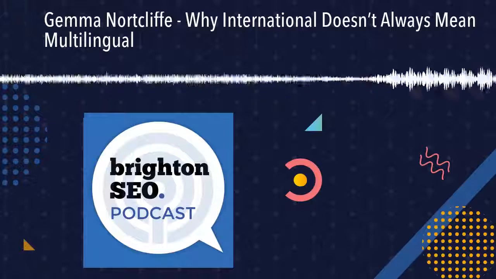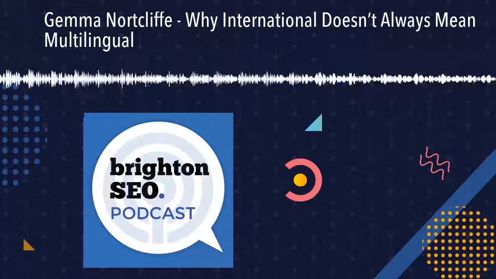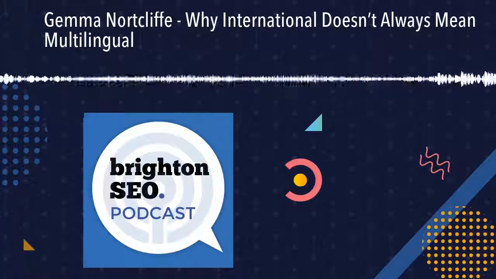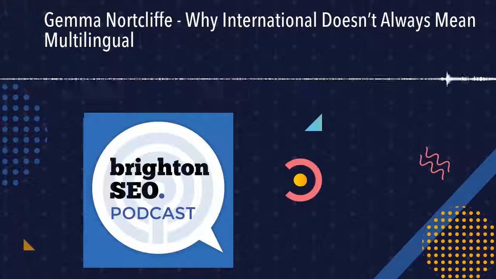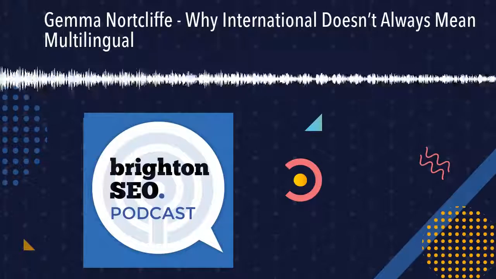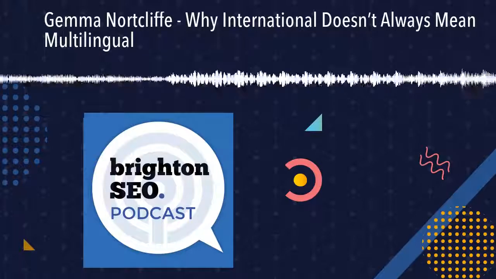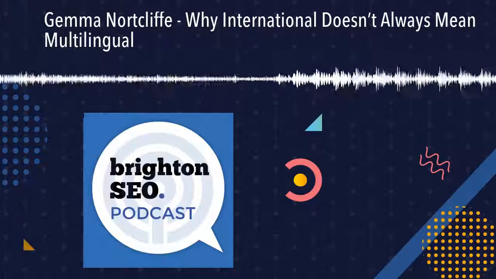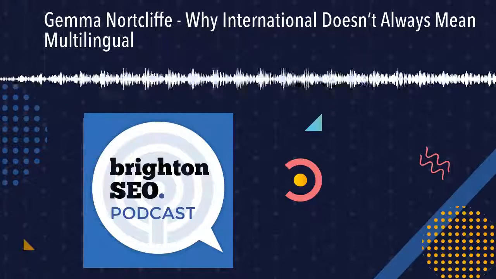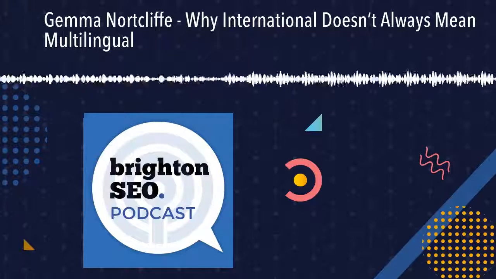I am looking at this slightly from a paid search point of view, but a lot of these points can be seen from both a paid search and an SEO side. So a few things that we're going to go through today: the differences between international and multilingual, a case study of the English language, and then some best practices for creating international non-multilingual PPC campaigns.